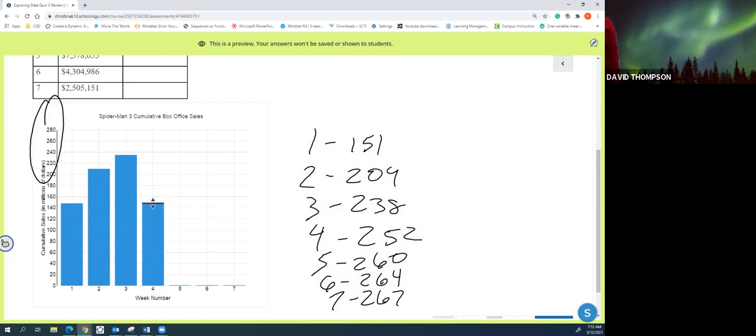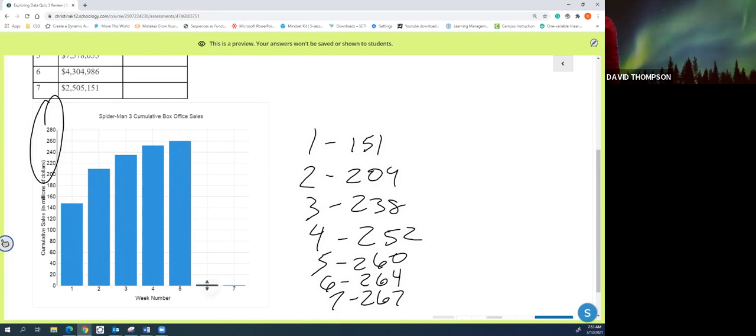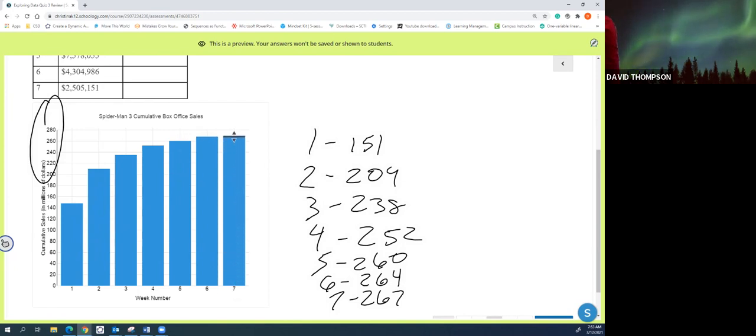Week 4 had 252 million, so that should be between 240 and 260. Week 5 had 260 million, so it should be right on the 260 line. Week 6 had 264, so just above 260, and same thing with week 7, should be just a little bit higher than week 6. Questions about how I fill in the bar graph?